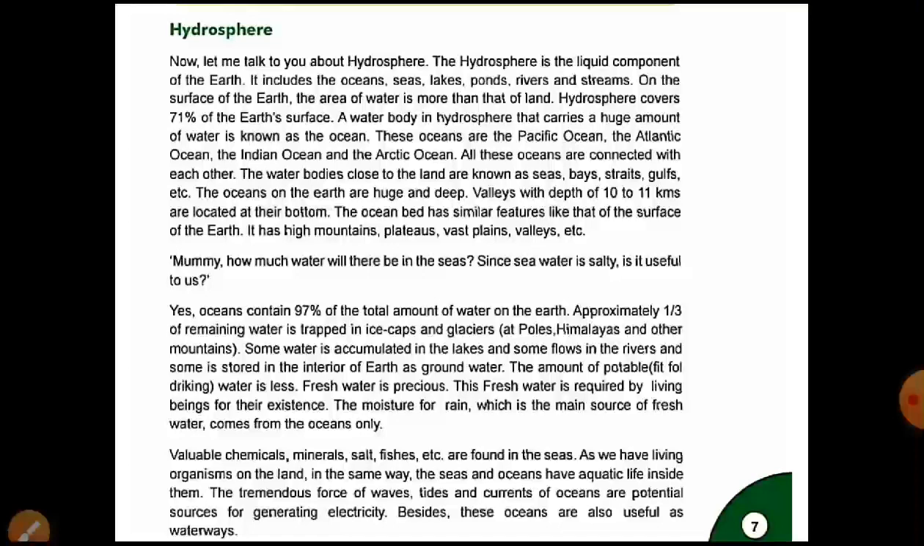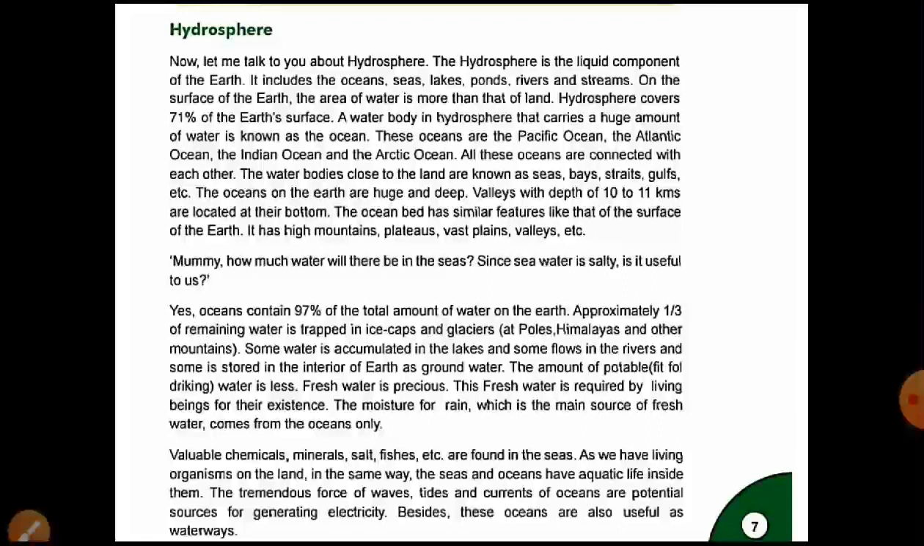Which is important for us. So this fresh water is required by living beings for their existence. Whatever living beings we can see on the earth, they need fresh water for their existence on the earth. The moisture for rain, which is the main source of fresh water, comes from the oceans only. Every year we receive rainfall which comes from oceans only, not from rivers and ponds.